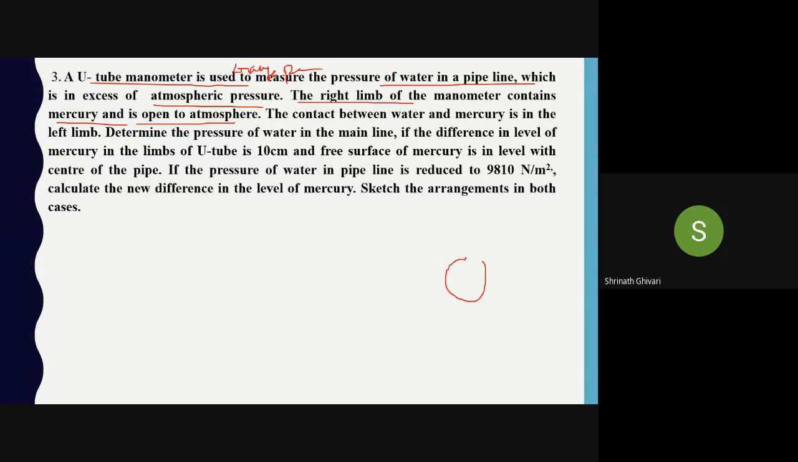See here, if this is the pipe, and this is the U-tube manometer. What it is saying is the right limb of the manometer contains mercury. Here this is right, this is left. In the right limb we are having mercury and it is open to the atmosphere. The contact between water and mercury is in the left limb. So it means that here is the contact between water and mercury.